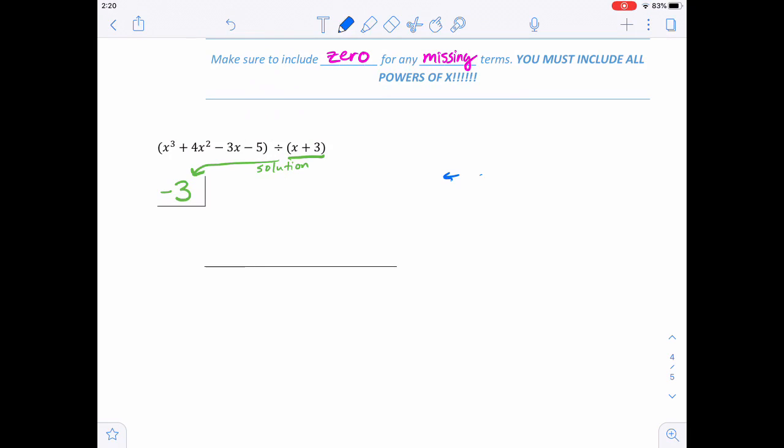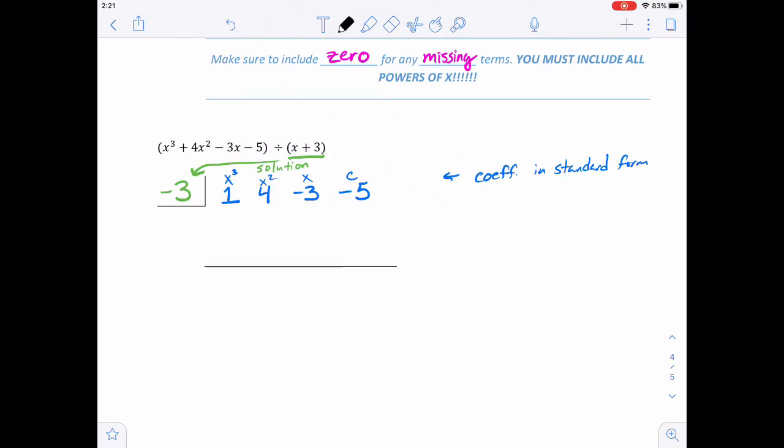This top line is our coefficients in standard form. Make sure you put the appropriate signs. What I like to do is put a little label: we have an x cubed, so I need x cubed, x squared, x, and a constant. Those aren't really necessary, but it helps keep track of what's going where. So x cubed has a coefficient of 1. X squared, that's a 4. X, negative 3, and our constant is negative 5.